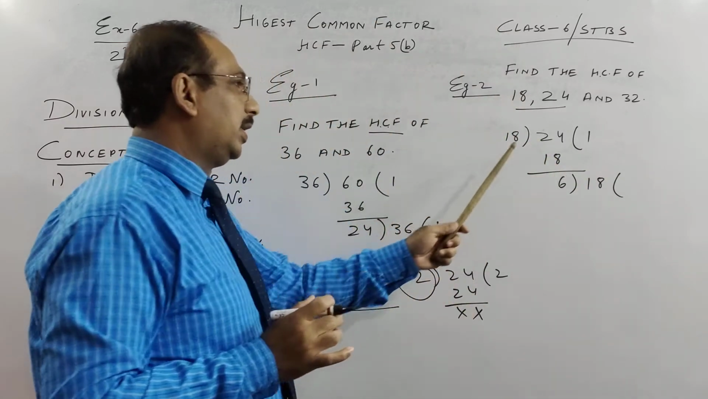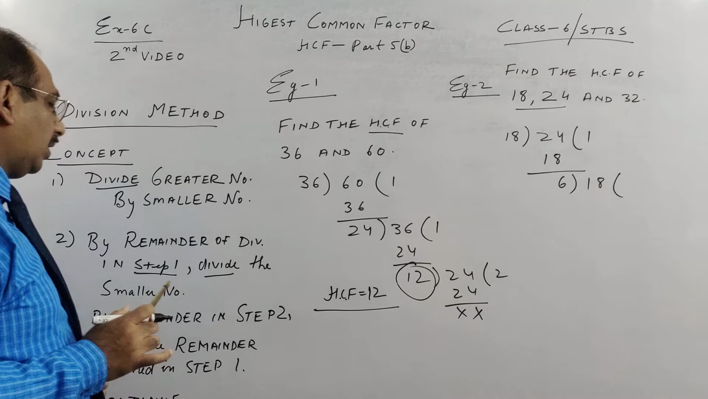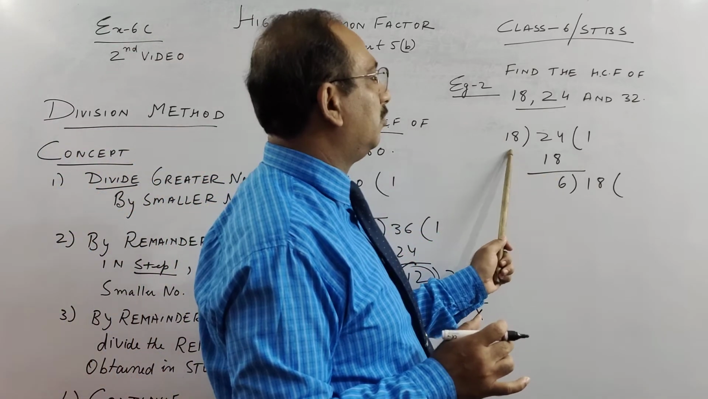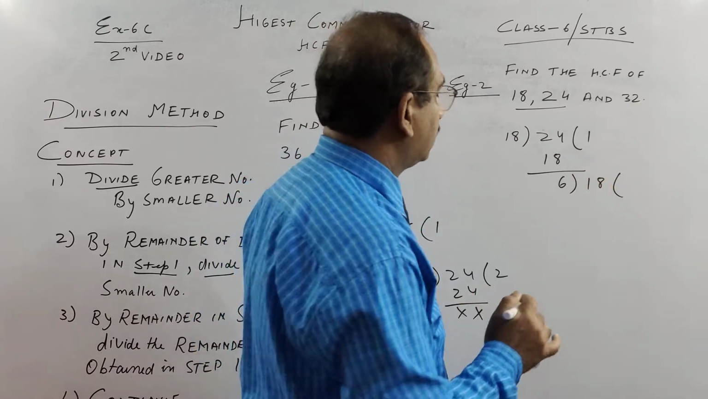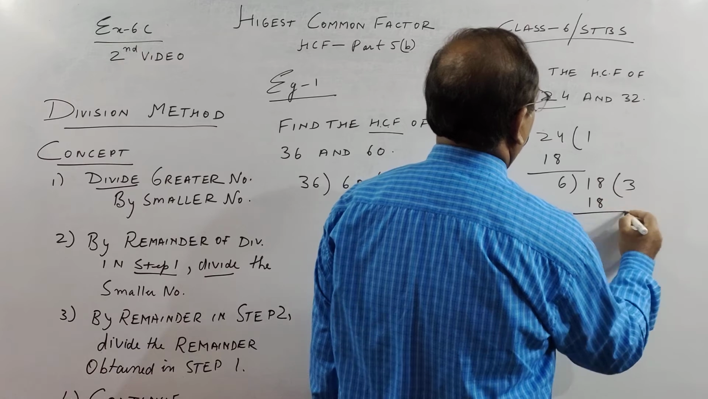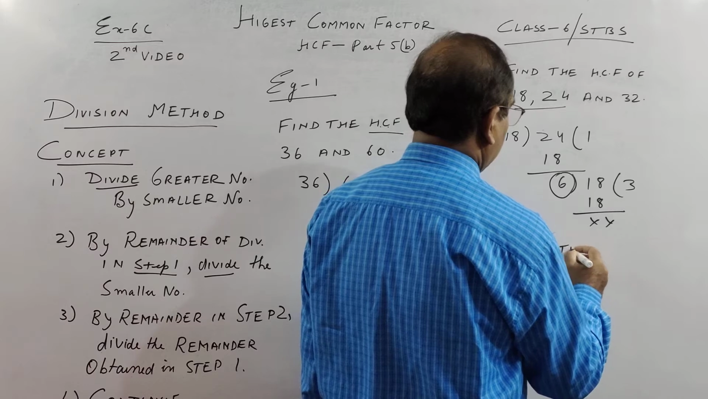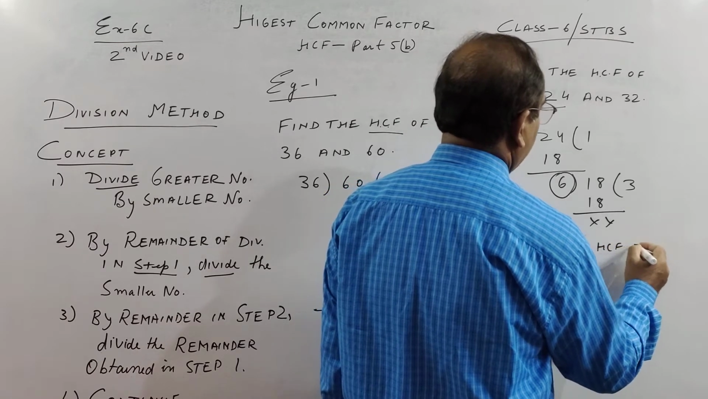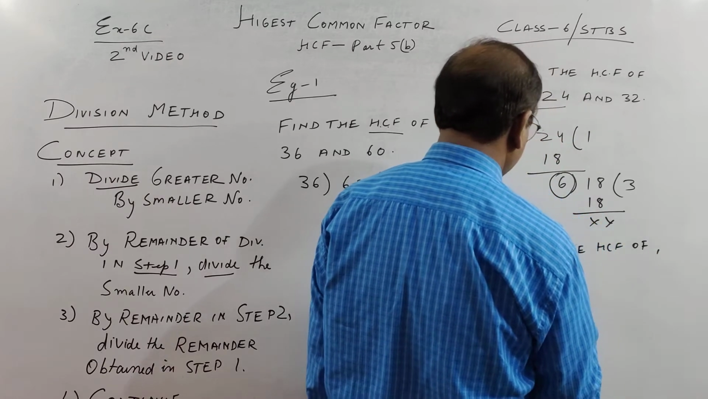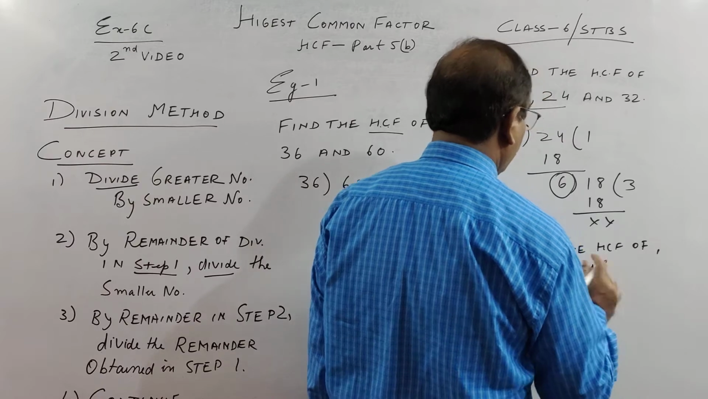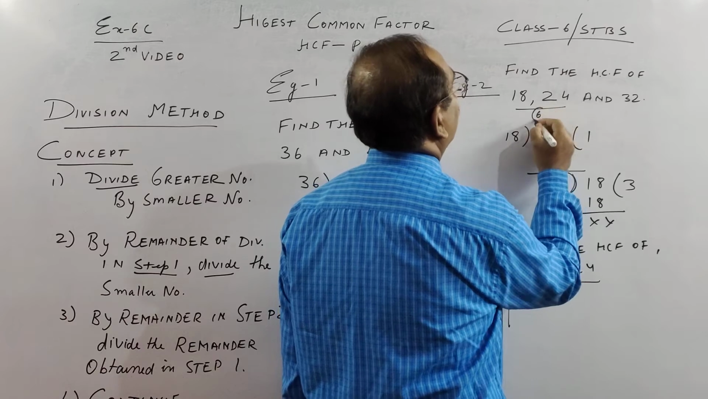As I taught you, divide the larger number by the smaller number. By the remainder in step 1, divide the smaller number. This is the smaller number, this is the bigger number. For these two, the biggest number will come next. So 3 sixes are 18, so 6 is the HCF of 18 and 24. Next, children, for these two numbers I got HCF 6.